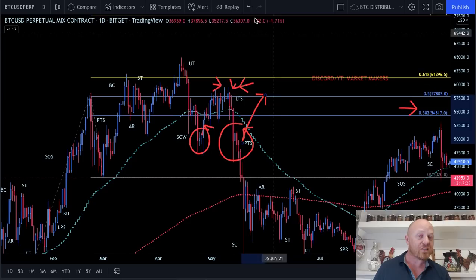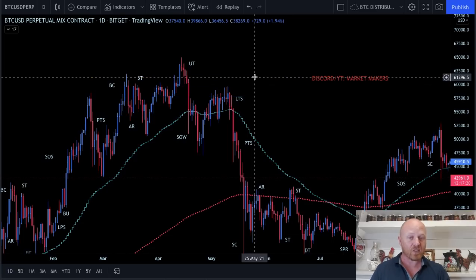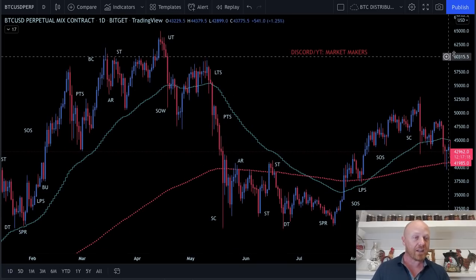So this is something to look back on. Always review your price action, play with your fibs, and see where you could have got to. Guys, we're going to get to current Bitcoin price, okay? Sorry, I get carried away on this.